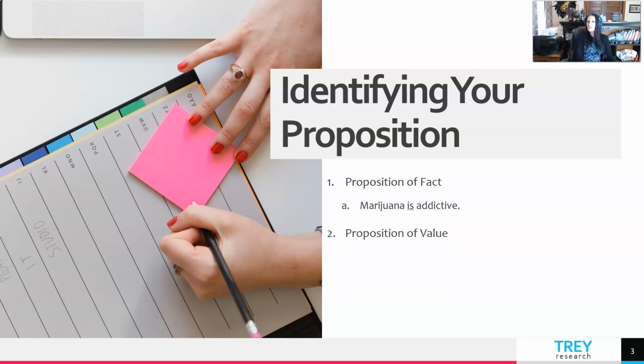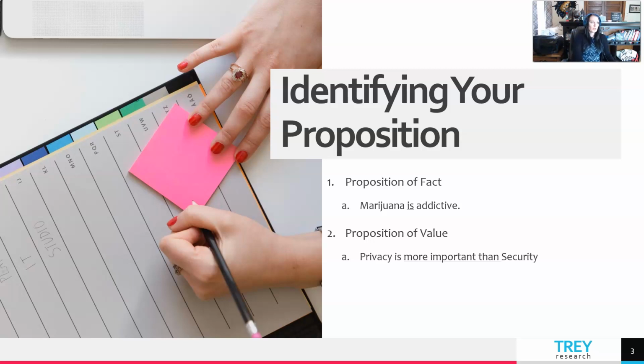Now, a proposition of value is a comparison. This is when we are normally weighing or comparing two items against each other, and we're arguing about which one of those two is more important. So, an example here could be that privacy is more important than security.